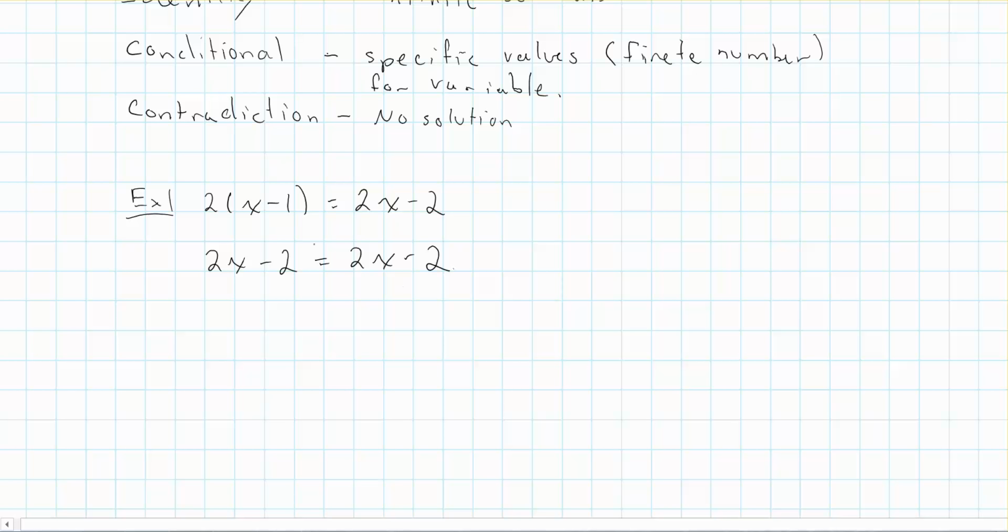Now, right away we can see that this is an identity. Why is it an identity? Well, I've got the same thing on the left and right hand side. So I know it's an identity, so I know it has an infinite number of solutions. In other words, x can be any number, and it's going to be a solution to this equation. But how would we do this if we were actually trying to solve it? Let's add 2 to both sides, and you'd have 2x equals 2x. Then we try to get the variable on one side, so let's subtract 2x from both sides. And we get 0 equals 0.